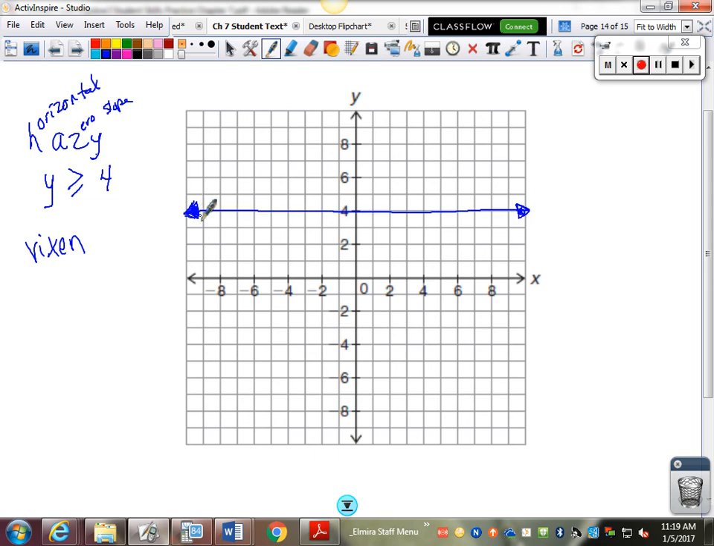So I would go to 4, and there's an equal bar, so a solid line. Okay, I can still use my (0, 0). Well, I could use common sense too, but I can still use (0, 0) to determine which side to color on. Okay, here's the origin. When I'm subbing in 0, this doesn't have an x to sub into. Is 0 greater than 4? No, that's false. So I'm coloring above that line.